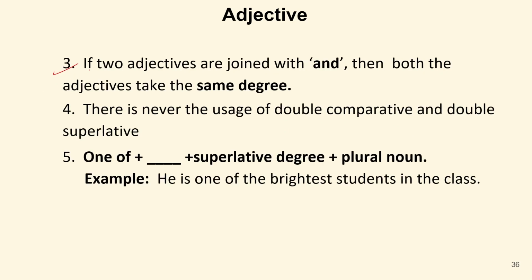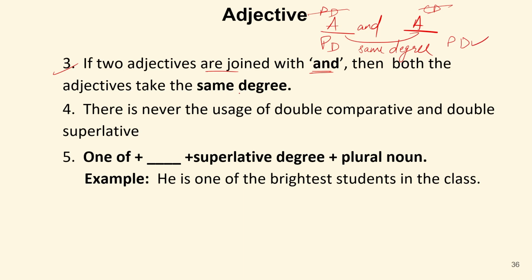Now this one is again a very important point. If two adjectives are joined with the word and, it means we have two antecedents. We have the word and, and on both sides of and we have an adjective. So both of these adjectives should be in the same degree. If we use the positive degree over here and the comparative degree over here, this will be incorrect. If here we have the positive degree of the adjective, we should use the positive degree here as well.